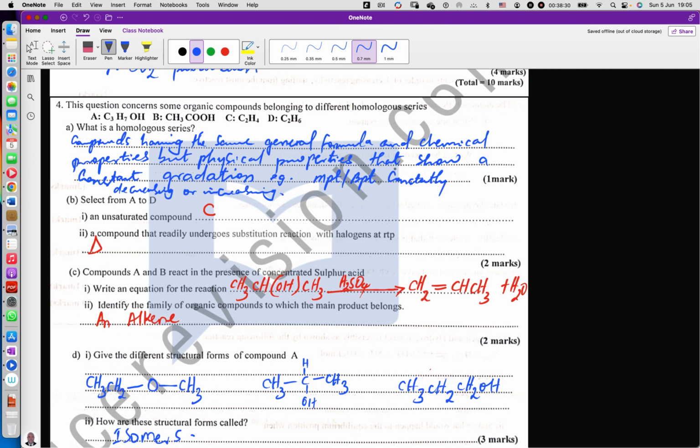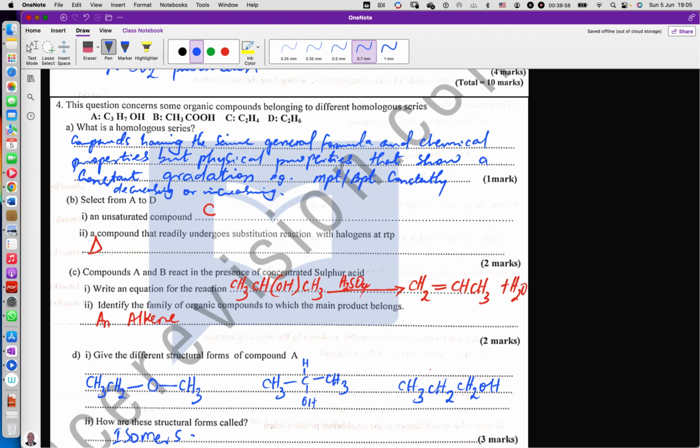It has to do with homologous series because here A, we have alcohols. B, we have carboxylic acids. C, we have alkenes. And D, we have alkanes. All of them are different homologous series. What is a homologous series?